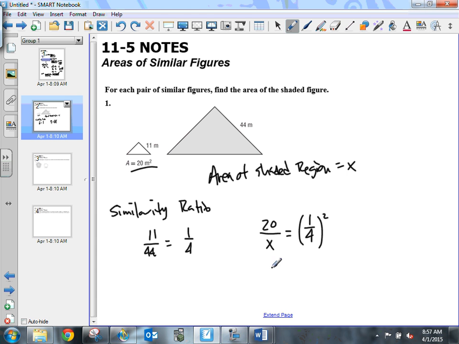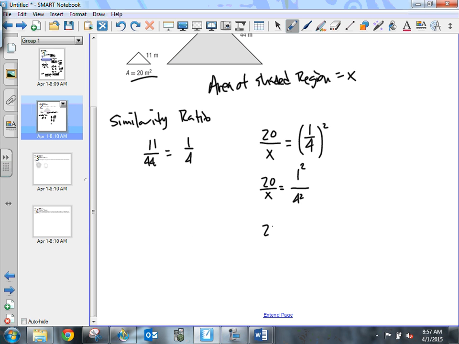Now I have a proportion. If I take 1/4 squared, then I have 20 over x is equal to 1 squared divided by 4 squared. So now I get 20 over x is equal to 1 over 16. This allows me to solve for x and find the area of that shaded region. I take 20 times 16 is equal to x times 1. So x times 1 is just x, and 20 times 16 gives me 320 meters squared, and that's the area of my shaded region up here.